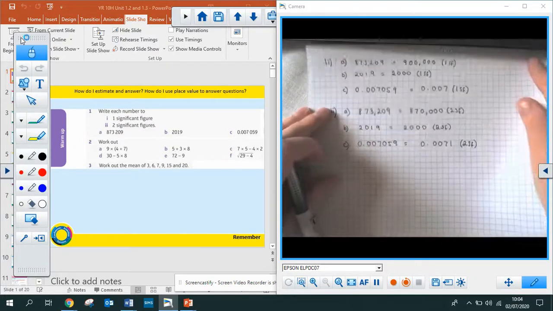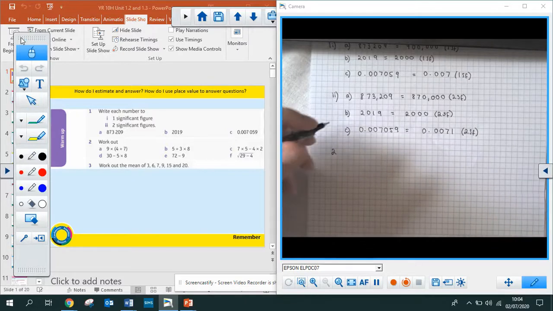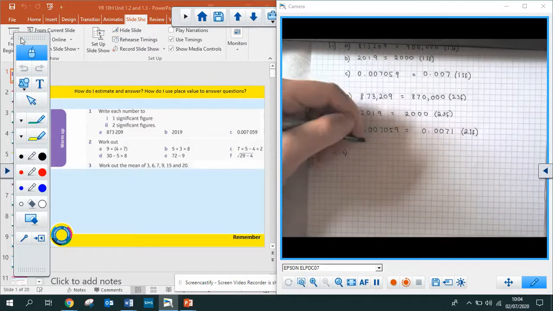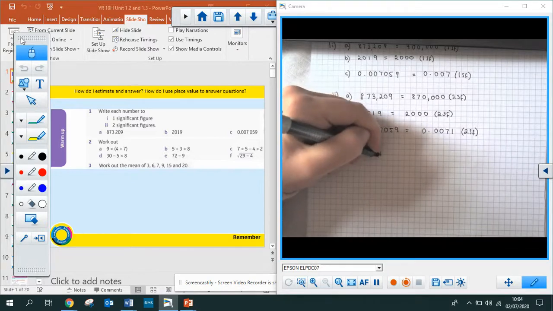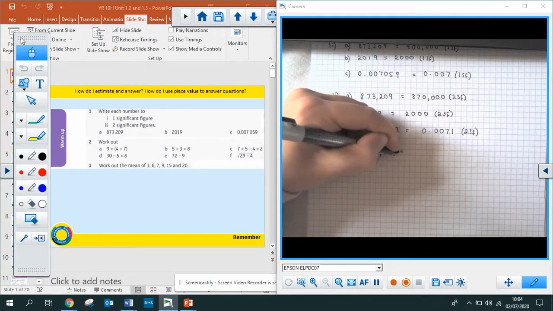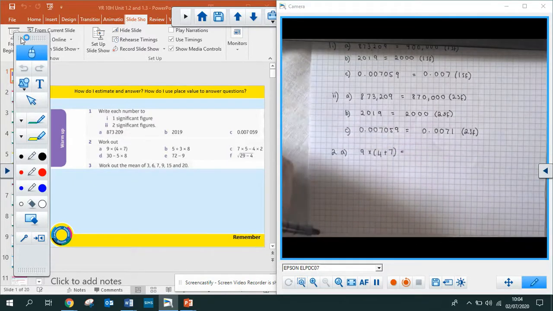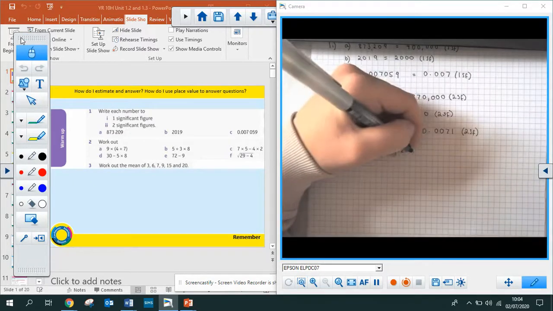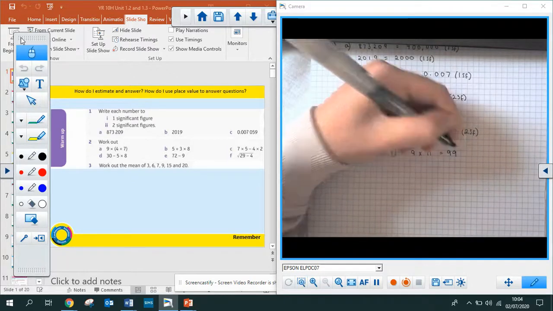Question 2 says work out, and then part A, we've got 9 times (4 plus 7). Okay, so this is all about your order of operations. We've got brackets here, so we must do our brackets first. 4 plus 7 is 11, so we're actually doing 9 times 11, which is 99.